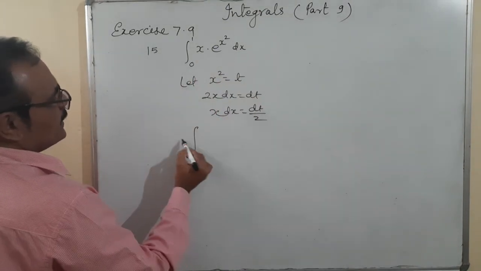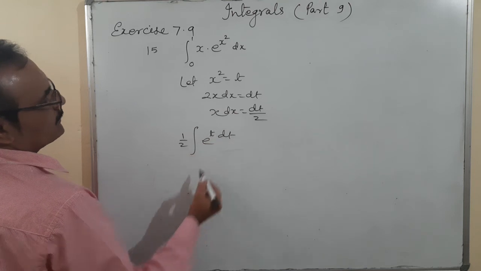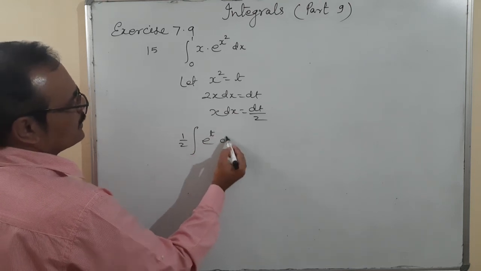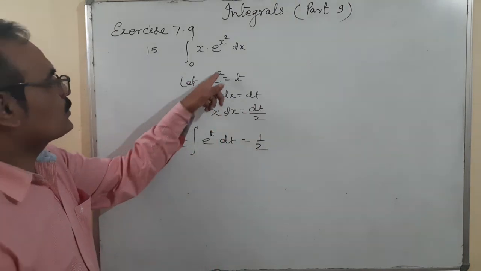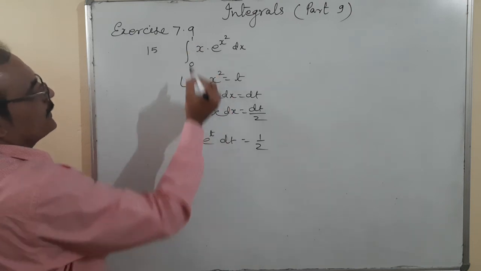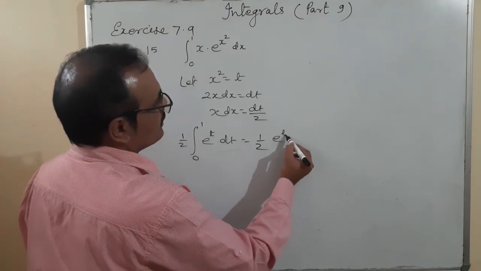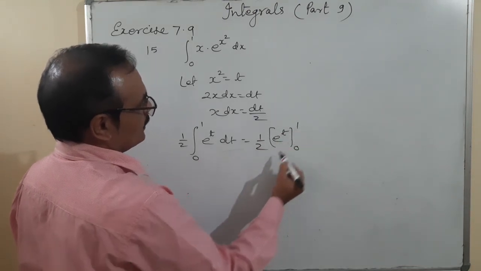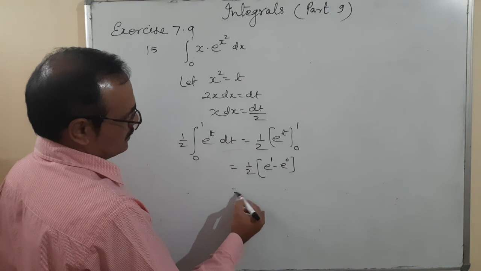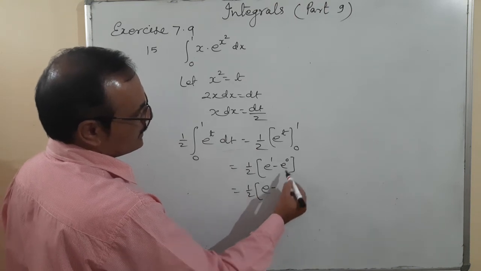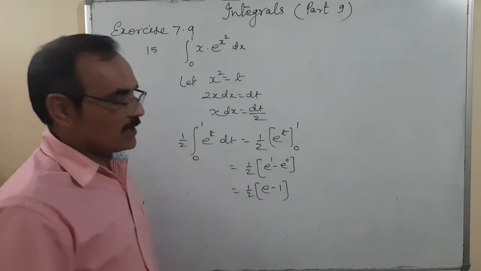x dx is dt by 2, 1 upon 2 dt, and e to the power x square, e to the power t. Okay, e to the power t dt, 1 upon 2. Lower limit here 0, square of 0 is 0, and square of 1 is 1. Limit remains same. 1 upon 2, integration of e to the power t is e to the power t, limit 0 to 1. 1 upon 2, e to the power 1 minus e to the power 0. 1 upon 2, e minus e to the power 0, that is every number having a power 0 is 1. So e minus 1 upon 2.